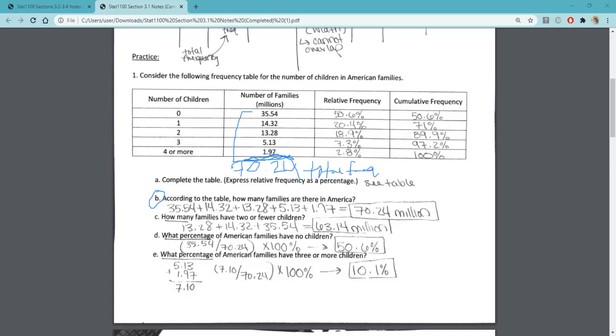Now, in order to find relative frequency, we want to take the frequency that is in the corresponding row. So we have 35.54. We want to divide that by that total frequency, that's 70.24. Most of the time you'll see relative frequency in terms of a percentage, especially here if we have decimals. Having decimals in the fraction just doesn't look very nice. So we're going to want to change that to a percent by multiplying by 100%.